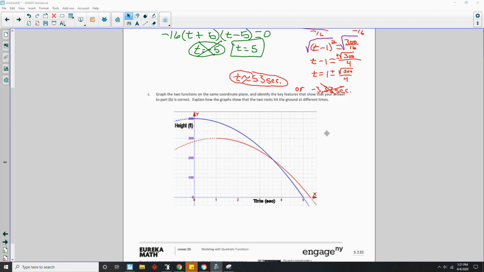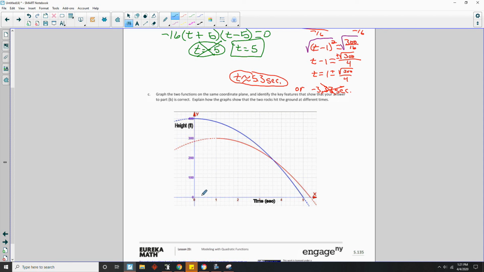Okay, so here's the graph. So let me just go through this with you. This is the initial time 0. This is the higher climber's height, 400 feet. She drops her rock and it starts to fall at this rate. And it hits the ground after 5 seconds.